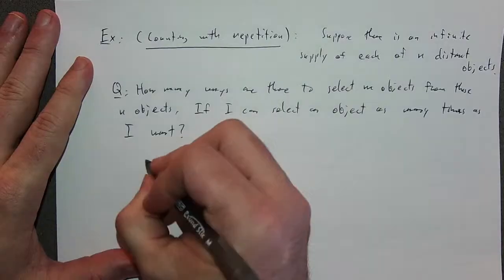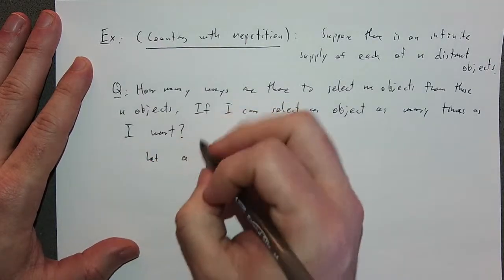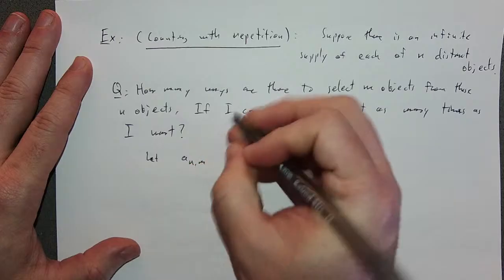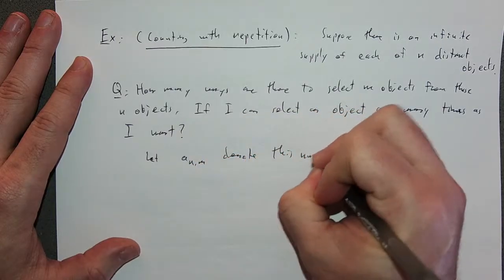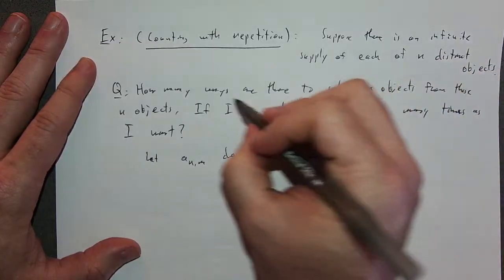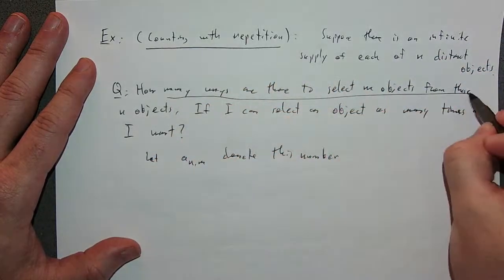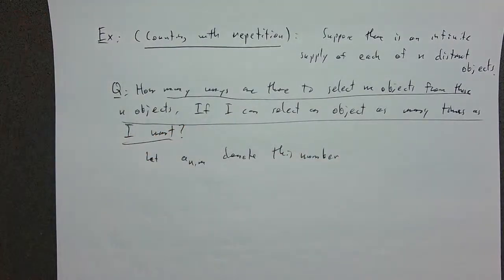However, let a sub n,m denote this number. So when I say this number, this is the number of ways to select m objects from these n objects if I can select an object any number of times I want to.